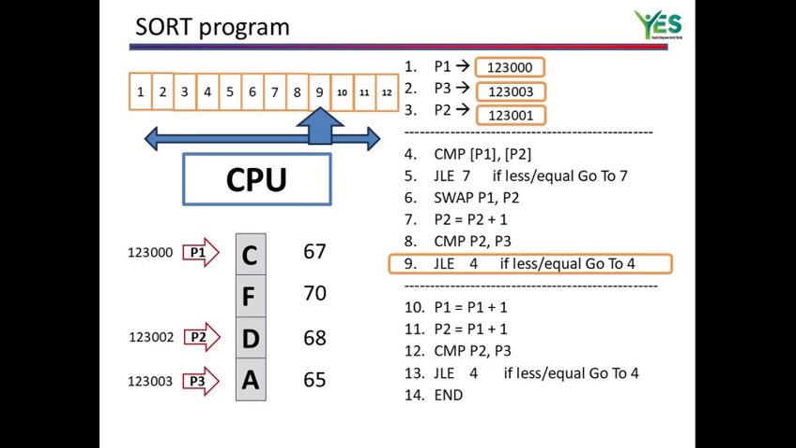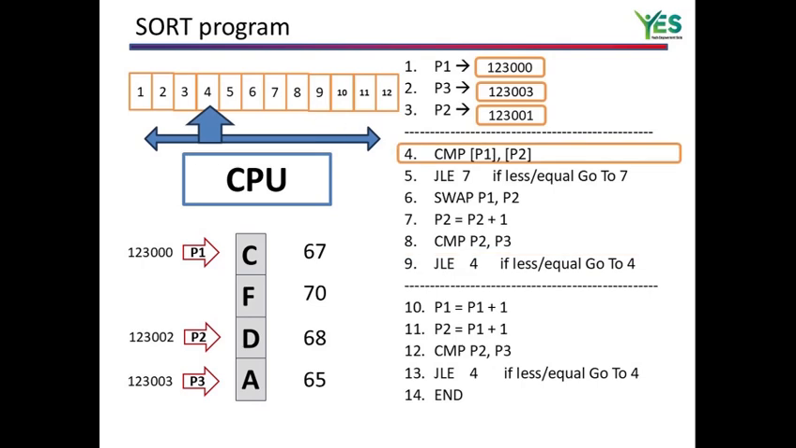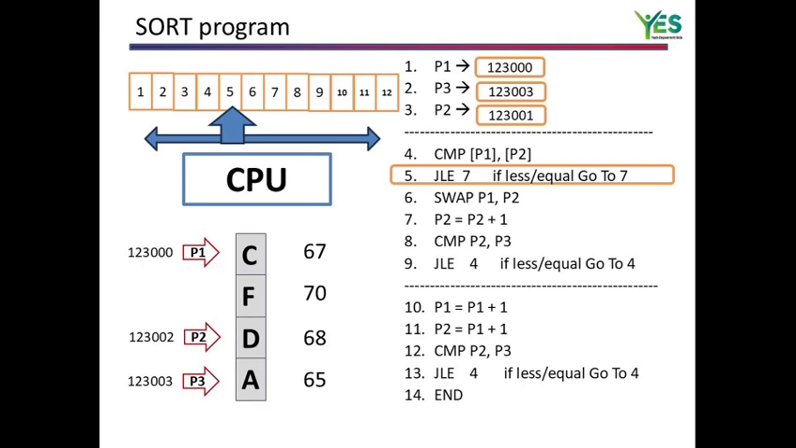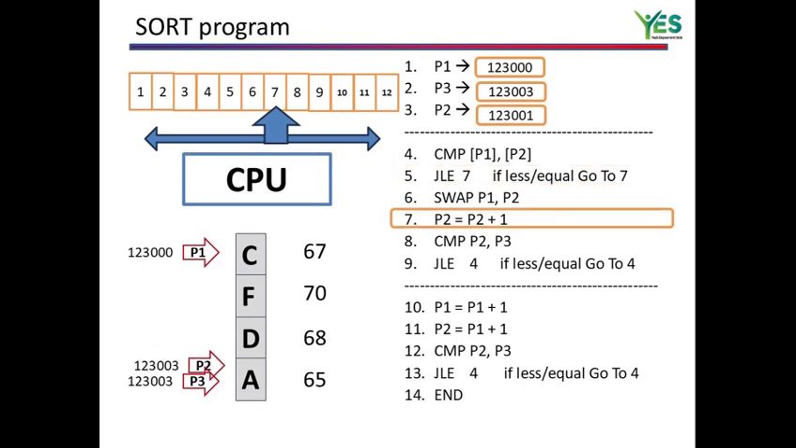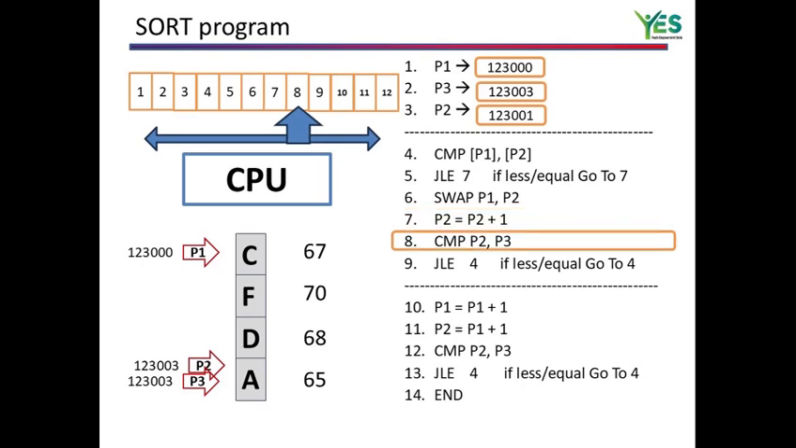CMP compares the content of P1 with the content of P2. P1 contains the character C, and P2 contains D. Skip to statement 7 if the content of P1 is less than or equal to the content of P2. In this case, skip it, and leave everything as it is. P2 points to the next character. Compare P2, which is equal to 123,003, with P3. Skip if P2 is less than or equal to P3. In this case they are the same, so go to statement 4.